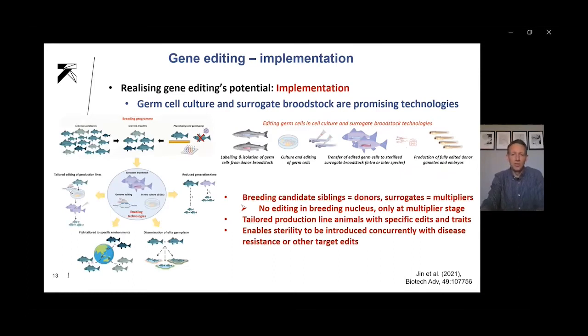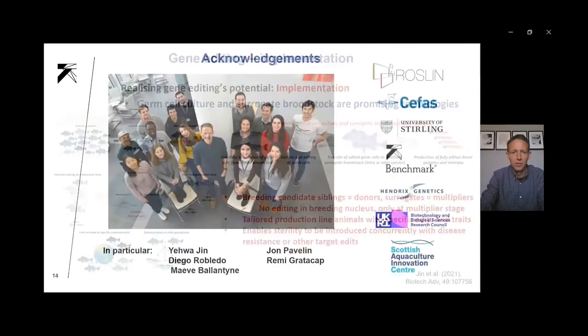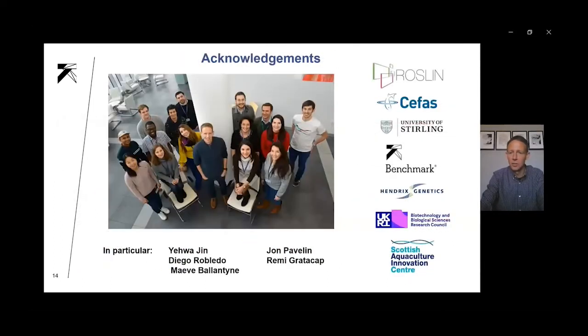And this could be a way, if the candidate siblings become the donors and surrogates become the multipliers, to perform editing only at the multiplier stage and not in the breeding nucleus, allowing for tailored production line animals with target edits. And crucially, it could also allow for sterility to be introduced alongside disease resistance or other target traits. So that's a very interesting avenue which should be explored in the future as we look towards implementation of these technologies. And I'd just like to thank my colleagues here and collaborators and funders, in particular those named below.